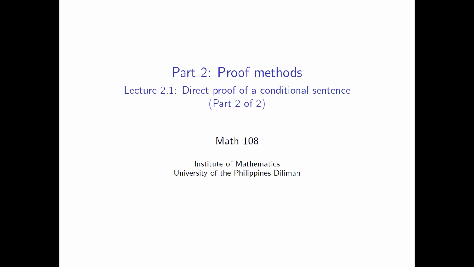This is part 2 of lecture 2.1 of Math 108, Direct Proof of a Conditional Sentence. In this video, we describe direct proofs of other variations of a conditional sentence. You are expected to have watched part 1 before this video.